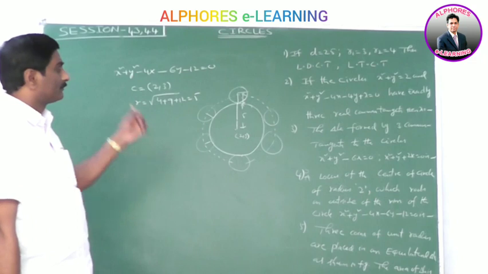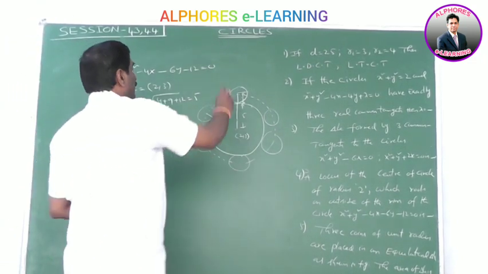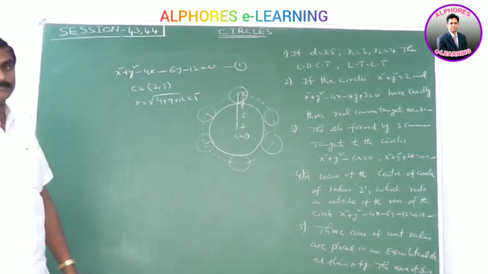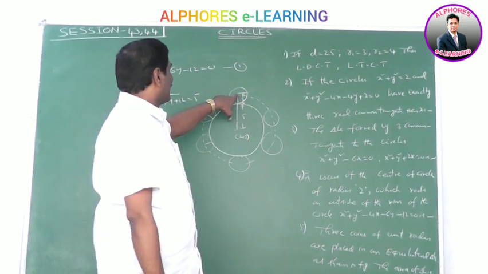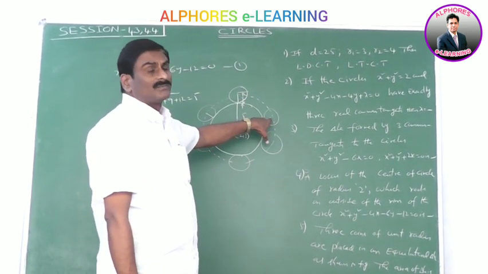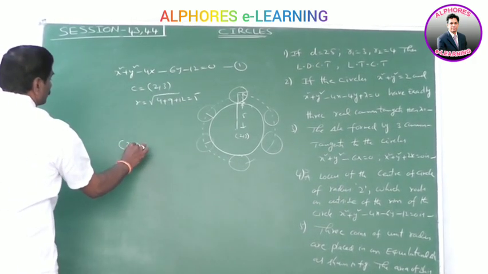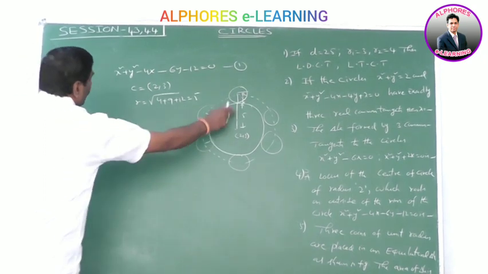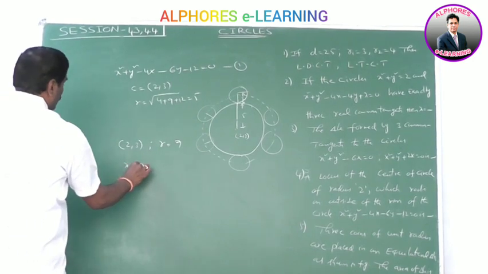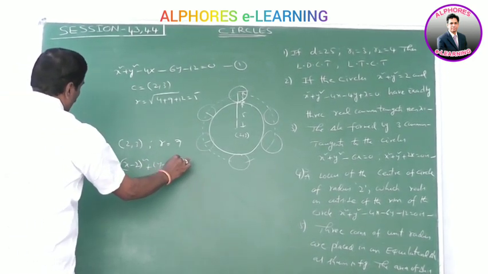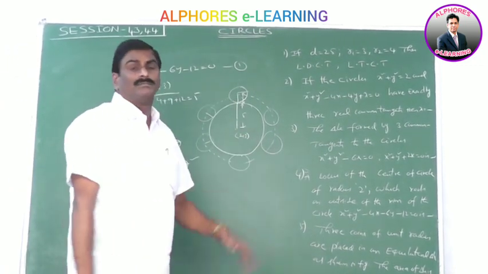Since a circle of radius 2 rolls on the outside of the given circle, its center lies on a circle whose center is (2, 3) and radius is equal to 5 plus 2, that is 7. If the center and radius are given, what is the equation of the circle? (x minus 2) whole square plus (y minus 3) whole square is equal to 7 square. It is the locus of the center of this rolling circle.